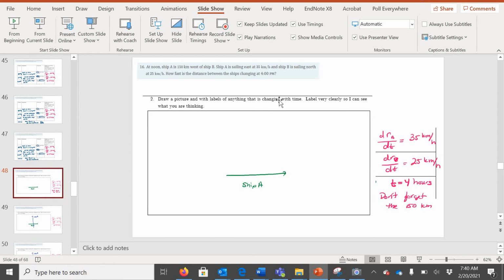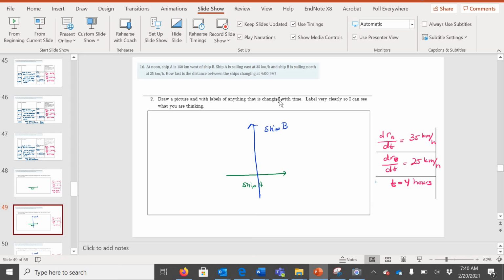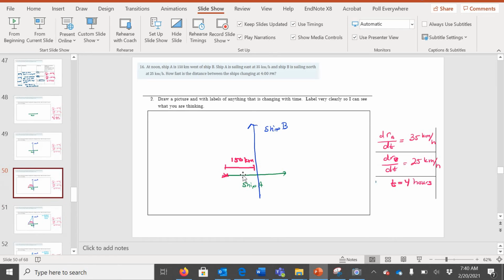All right, so now I'm going to start to draw a picture. Ship A is going east. Ship B is going north. They didn't say this, but at noon, they should have said ship A is directly 150 kilometers west of ship B. I believe that's what they meant. So right here at noon, it's 150 kilometers. That's where the 150 comes in. And the distance between the ships is that teal line right here.